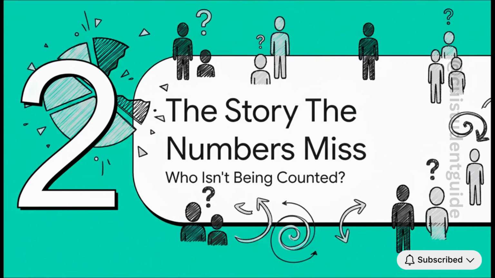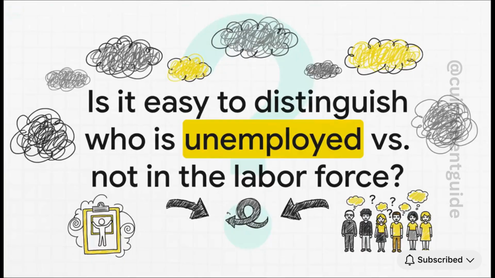But that one clean number, as neat as it looks, doesn't tell the whole story. Not even close. So let's dig into the story the numbers miss, and more specifically, who's getting left out of the picture. I mean, on paper, those definitions sound pretty clear, but in the real world, that line can get really, really blurry. Think about it. What about someone who wants a job, who needs a job, but has just given up looking after months of trying? Where do they fit?